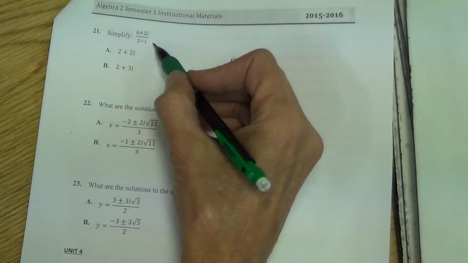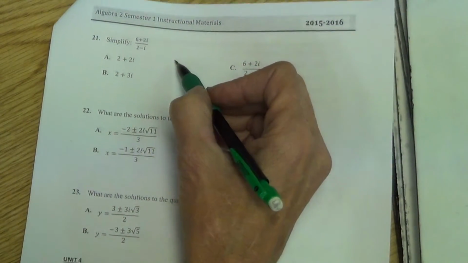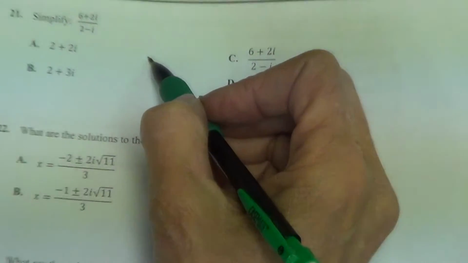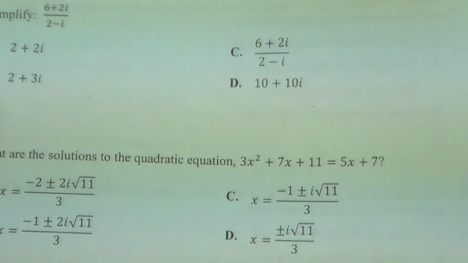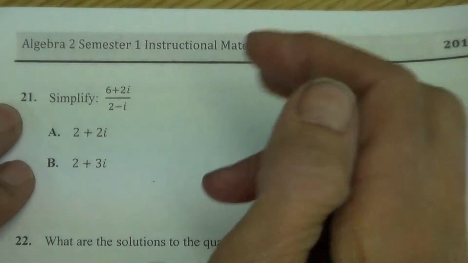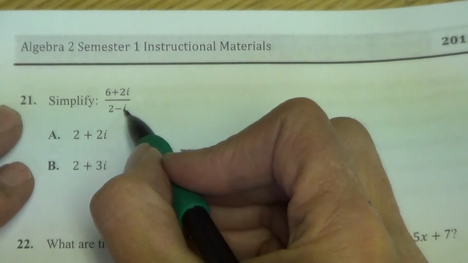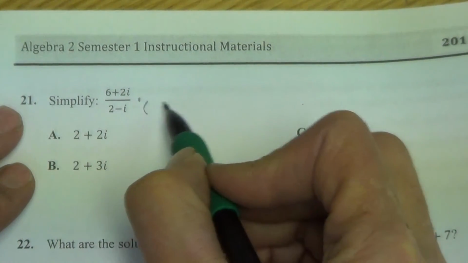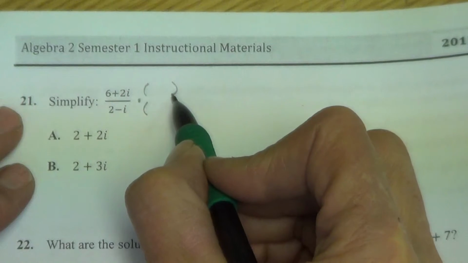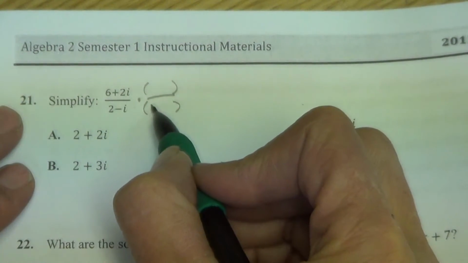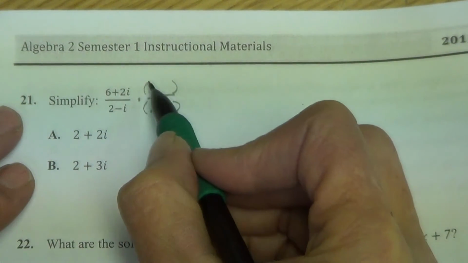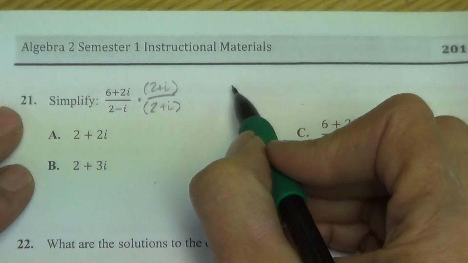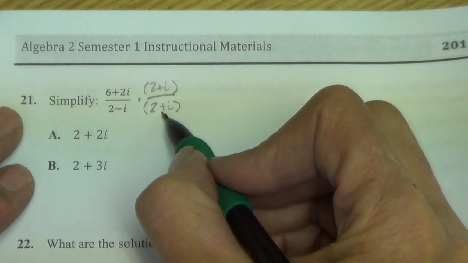Anytime you see an i on the bottom, you can't leave that as the answer. Let me zoom in a little bit closer. Hopefully you're able to zoom in on your end as well. You can't leave an i in the denominator because that's a radical in the denominator. So you guys got really good at multiplying by conjugates. The conjugate of that would be 2 plus i. 2 plus i.